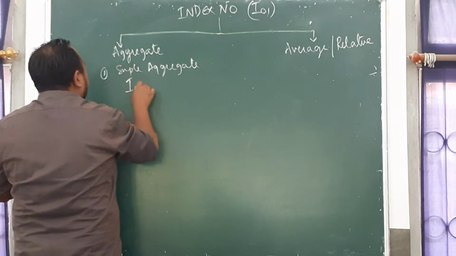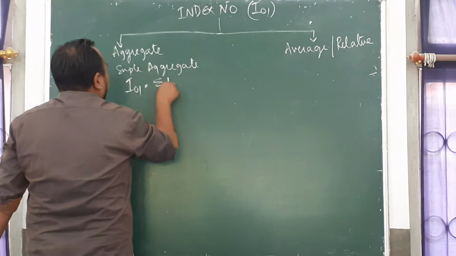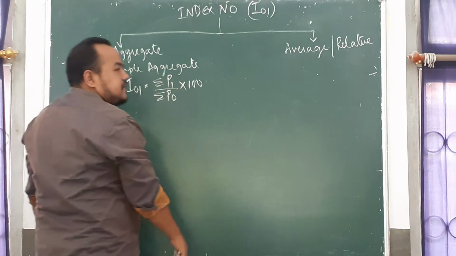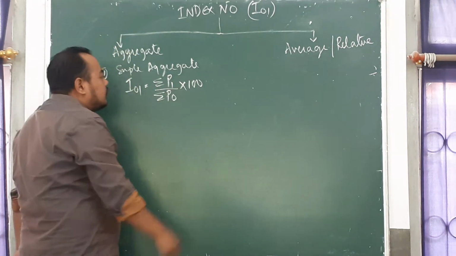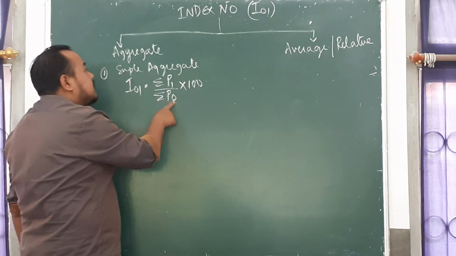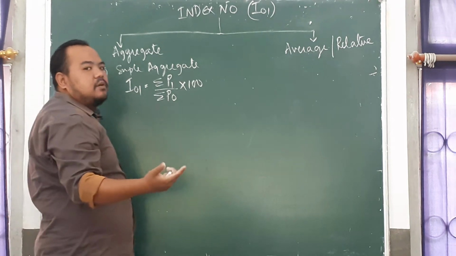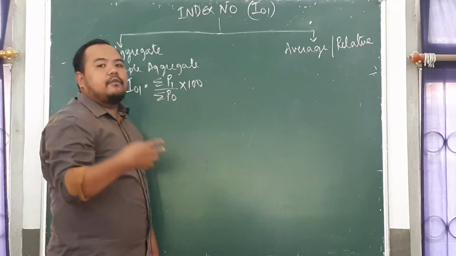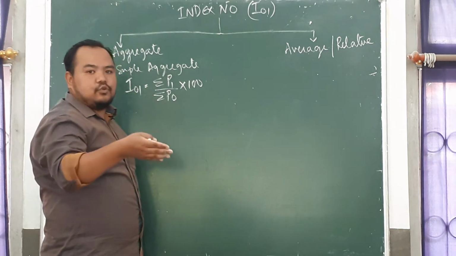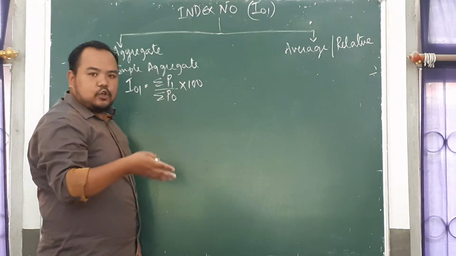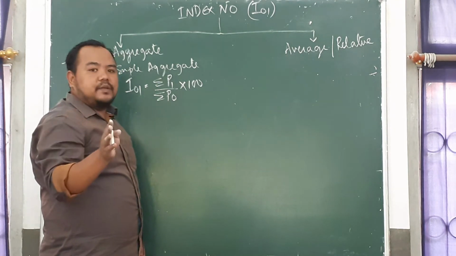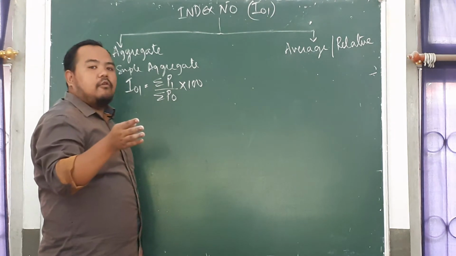So capital I01 will be equal to summation P1 divided by summation P0 into 100. Now out here, P stands for price, 1 stands for current year, that means this is the price of the current year, divided by summation P0, the price of the base year. So as you can see, index number means we are just comparing the price of different commodities in different years. Suppose the price of petrol in the year 2010 is 50 rupees, and in the year 2020 it is 78 or 80 rupees. So we are just comparing the prices of different commodities.